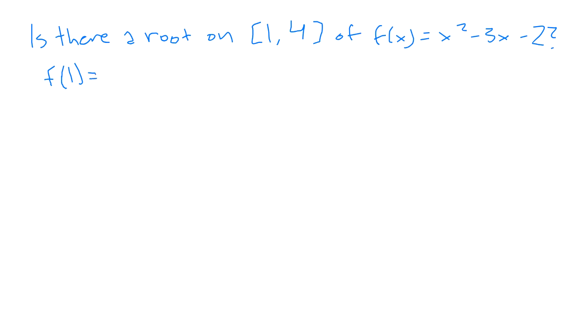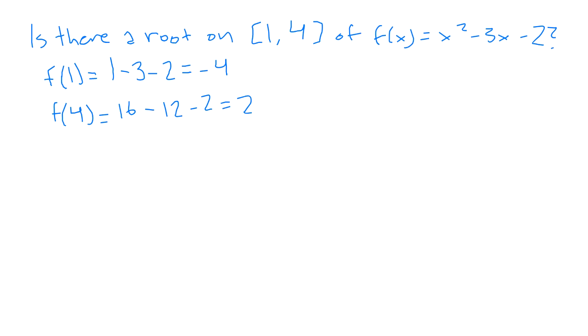So our f of 1, we get 1 minus 3 minus 2, which is going to be equal to negative 4. All right, now let's see what happens at f of 4. F of 4, we get 16 minus 12 minus 2, which equals 2. So we can see that our y range is going to be from negative 4 to 2.